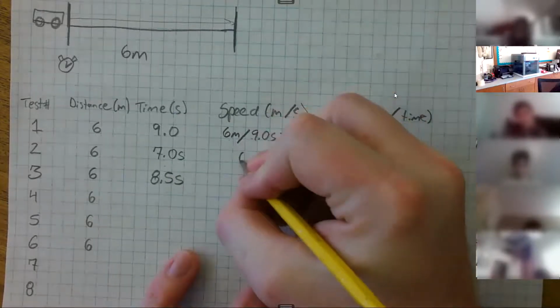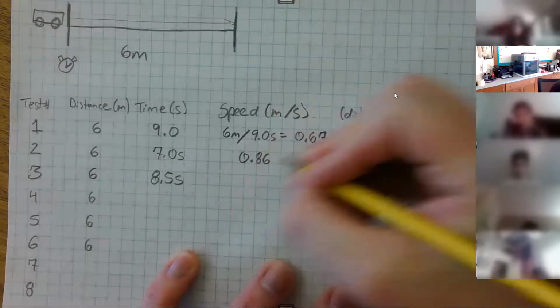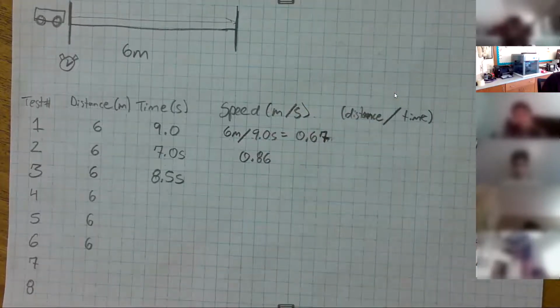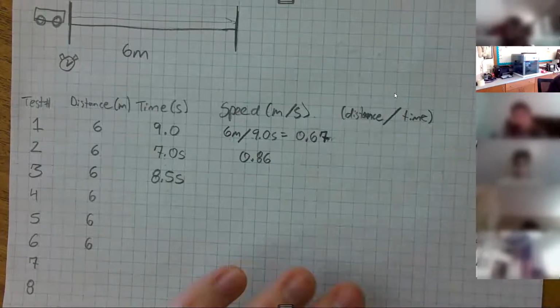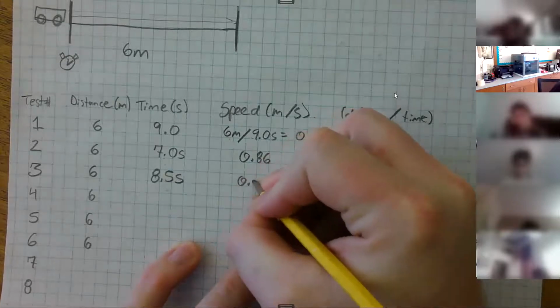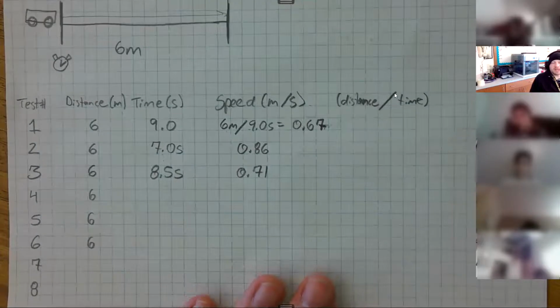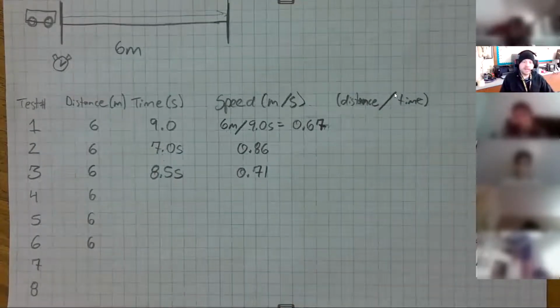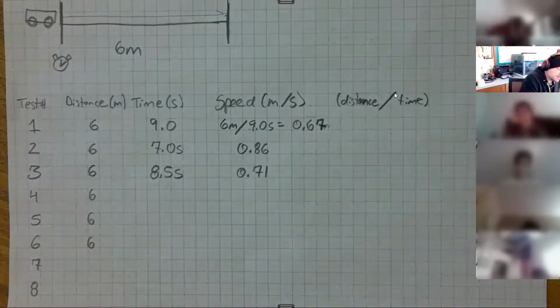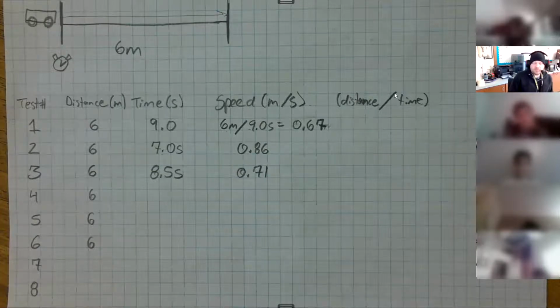It's 0.86. What's 6 divided by 8.5? 0.71. And that's what you'll do, you just go down the line through all your tests and calculate the speed. Now, if you're really good with your spreadsheets and you remember how to put formulas in the spreadsheet, then you can make the spreadsheet do all the math for you.